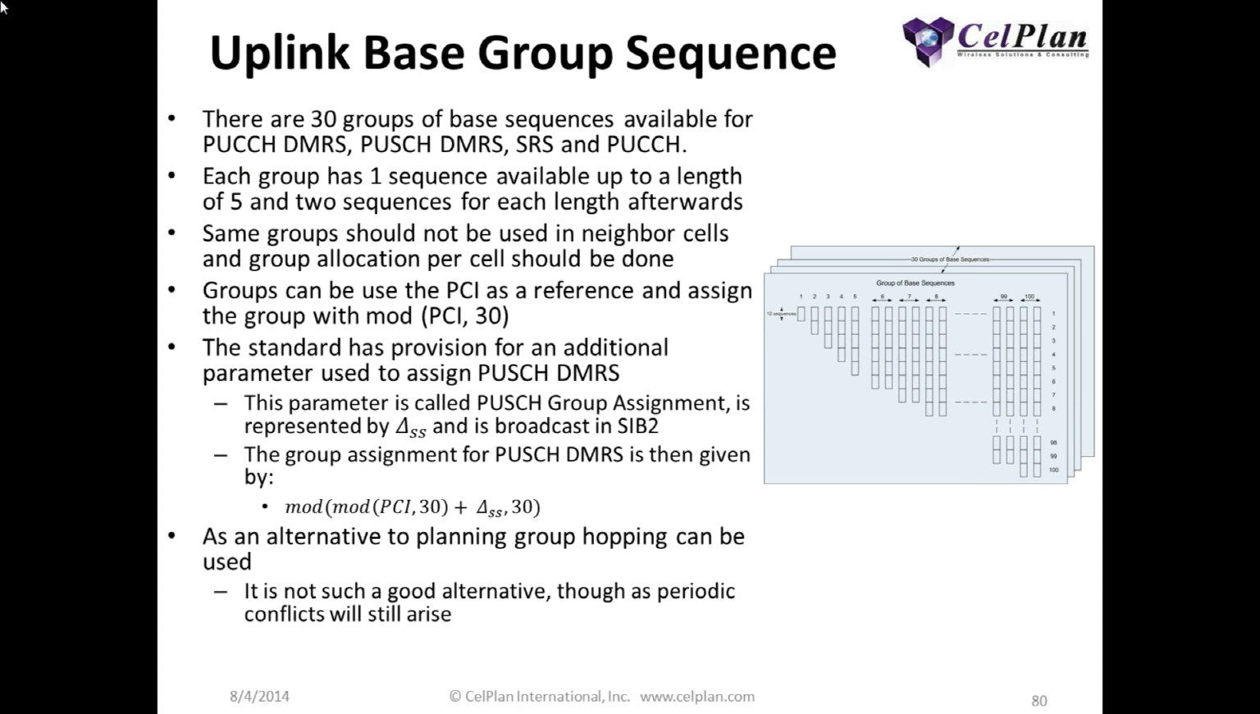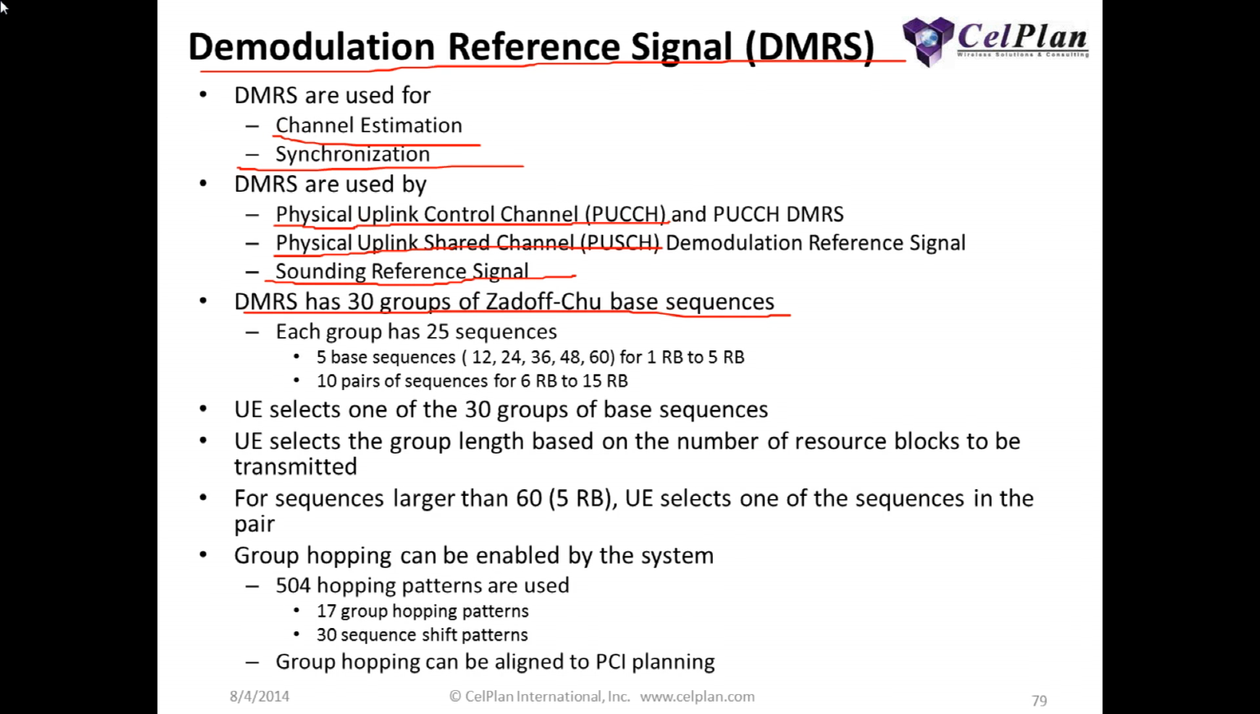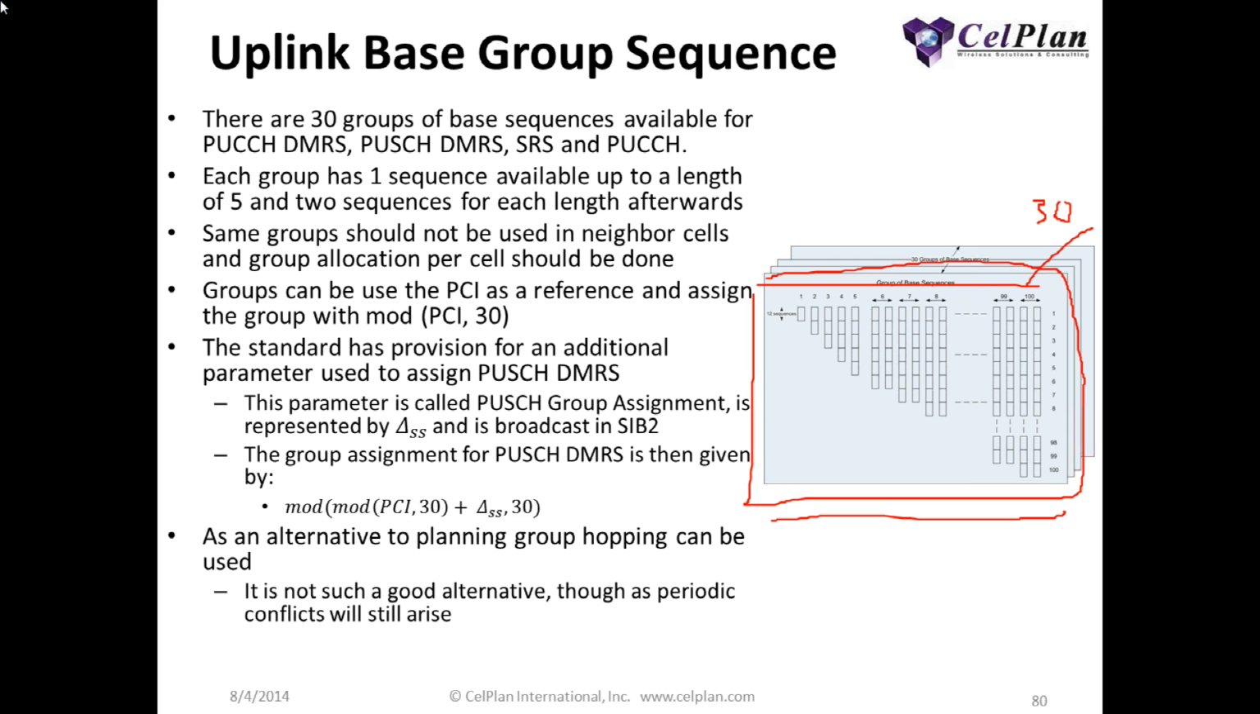So here we depict a resource, uplink base group sequence. So this is one group. We have 30 groups here, and this group has a lot of sequences, up to 5 resource blocks. We have only one sequence.